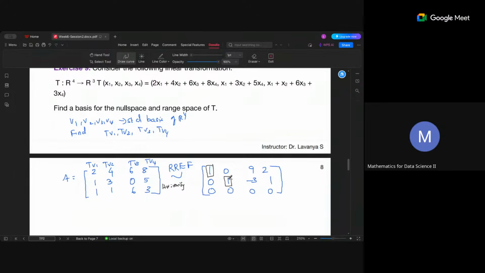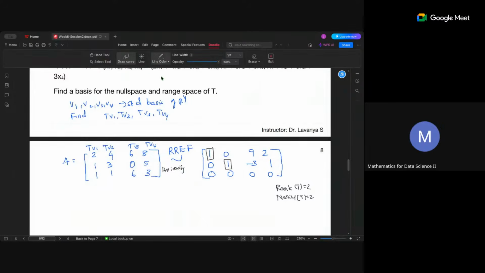Once you have the matrix, your first observation is how many non-zero rows there are. 2. So you see that the rank of T is 2. If rank is 2, nullity should be 1. No, come on, the domain has dimension 4, so the nullity should be 2. So in the basis, we need two vectors in the null space and two in the range space.